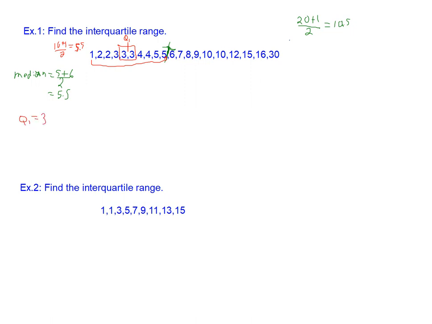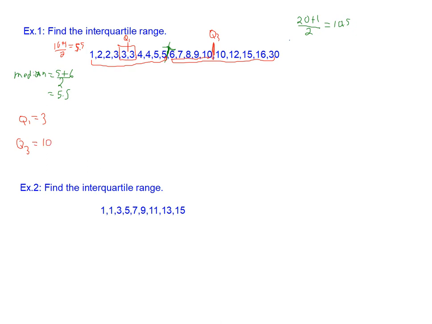And then we do the same thing for the second half of the data. So again, the second half is the last 10 numbers. So these 10 numbers make up the second half. And again, we're just going to find the median. We've already figured out that we need the average between the 5th and the 6th element. So 1, 2, 3, 4, 5. Q3 is right in here. So Q3 is equal to 10.